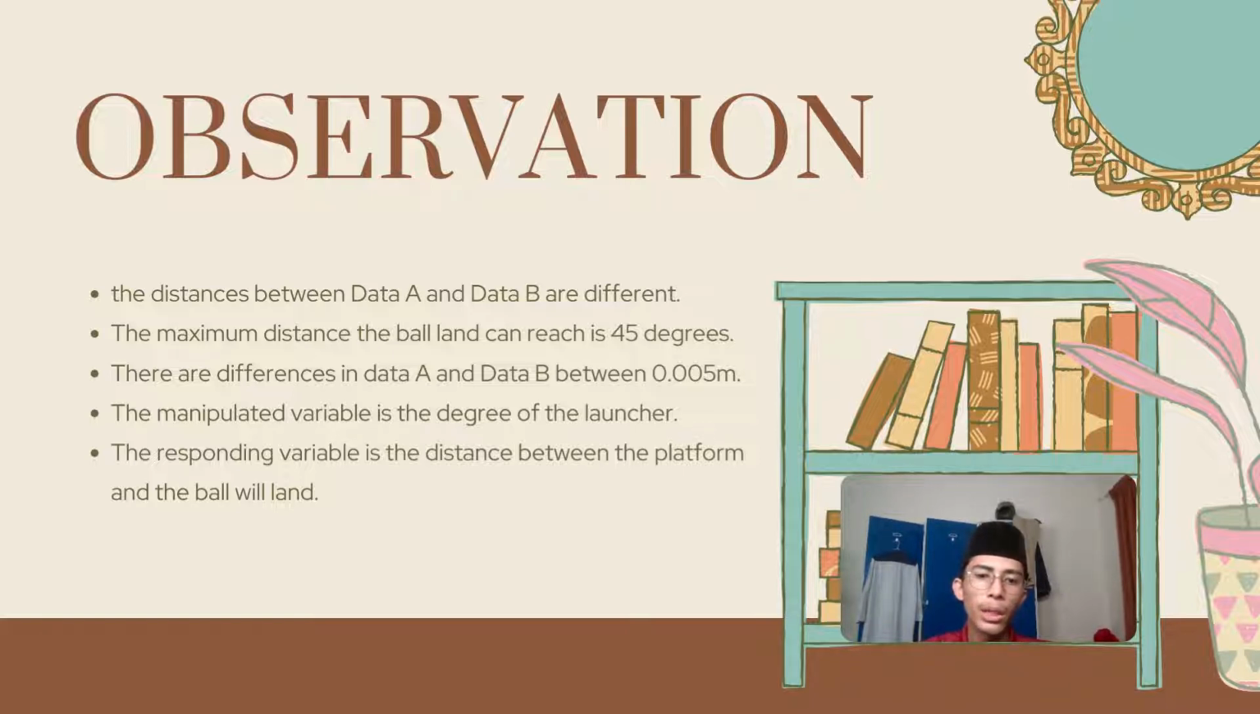Based on the data, either data A or data B, the data of each trial is the same or has a difference of 0.005 meter. So we know that the data are precise. In this experiment, the manipulated variable is the angle of the launcher. The responding variable is the distance between the platform and where the ball lands. Thank you. That's all from me.